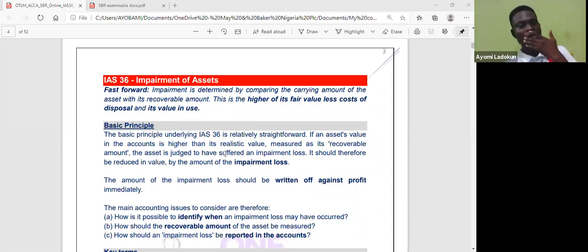So that is depreciation. So how do I get my depreciable amount? Listen up. How do I get my depreciable amount?